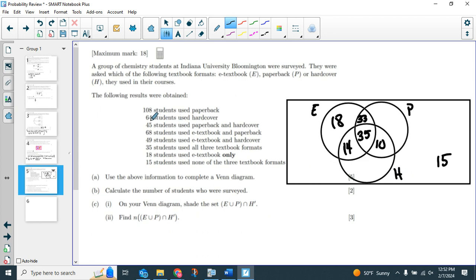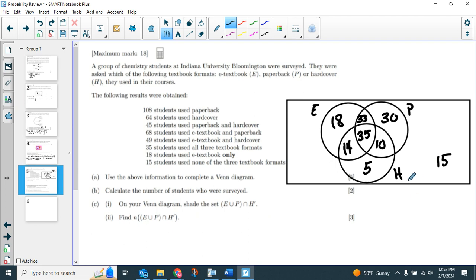We know that 64 students use hardcover. Well, there's already 35, 10, and 14, so there's already 59 in here. That only leaves 5 to get me to 64. And we know that 108 students used paperback. So that means 108 need to be in here total. We already have 10, 35, and 33. So that leaves 30 out here.